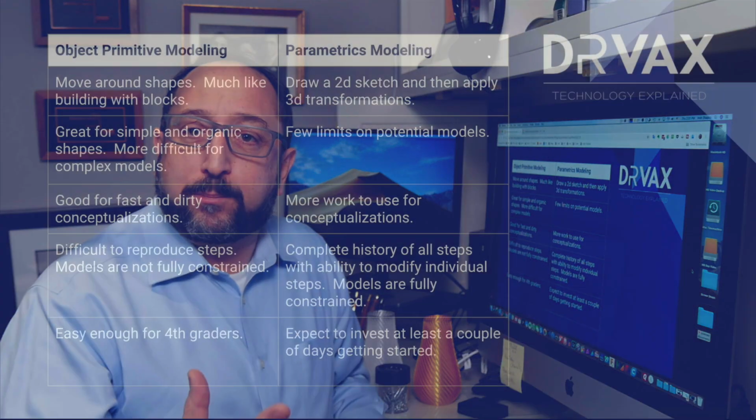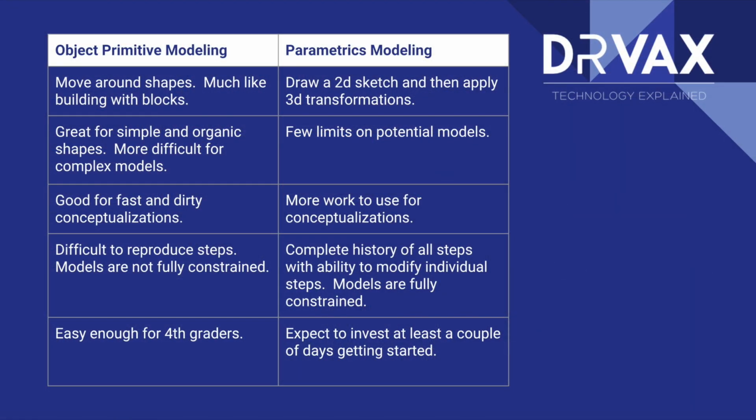CAD programs are fundamentally today divided into object manipulation, 3D object primitive manipulation programs, and parametric modeling programs. There are many other types. Some are called sculpting. There are other types of CAD programs. But for our purposes today, we're going to talk about 2 types.